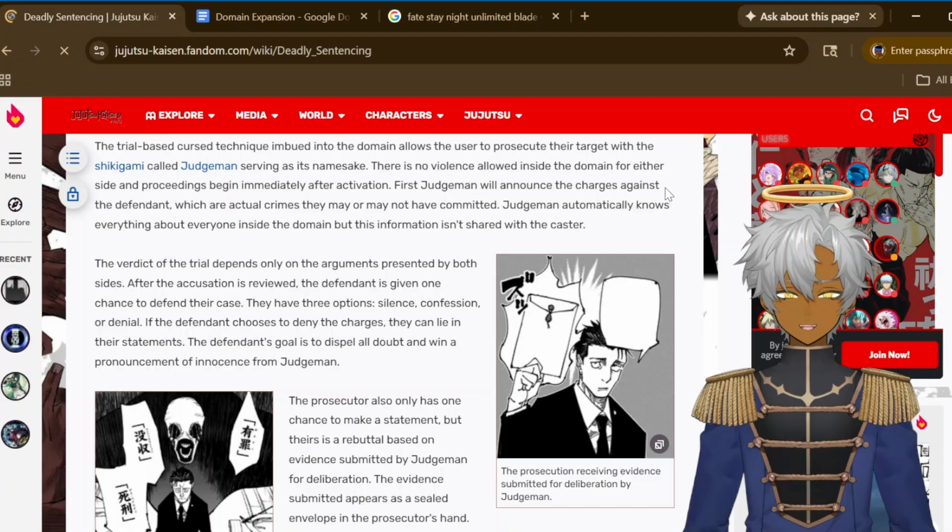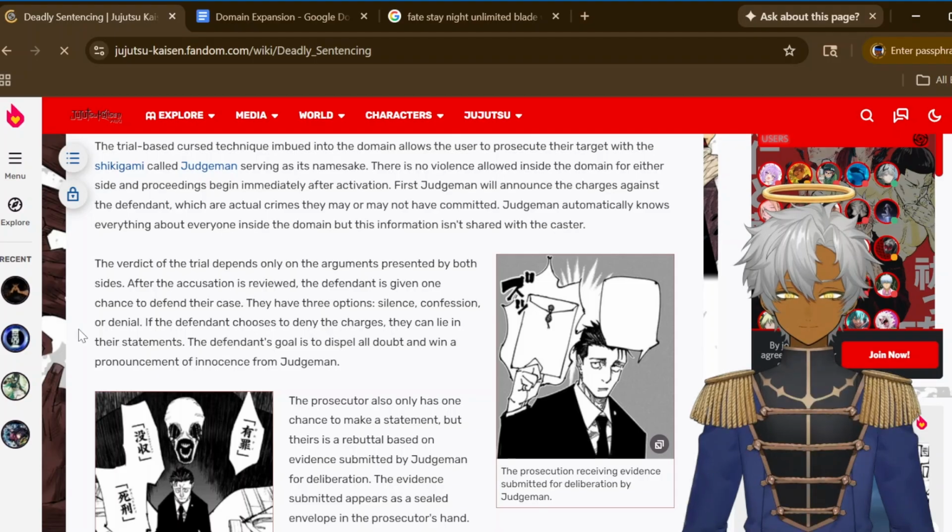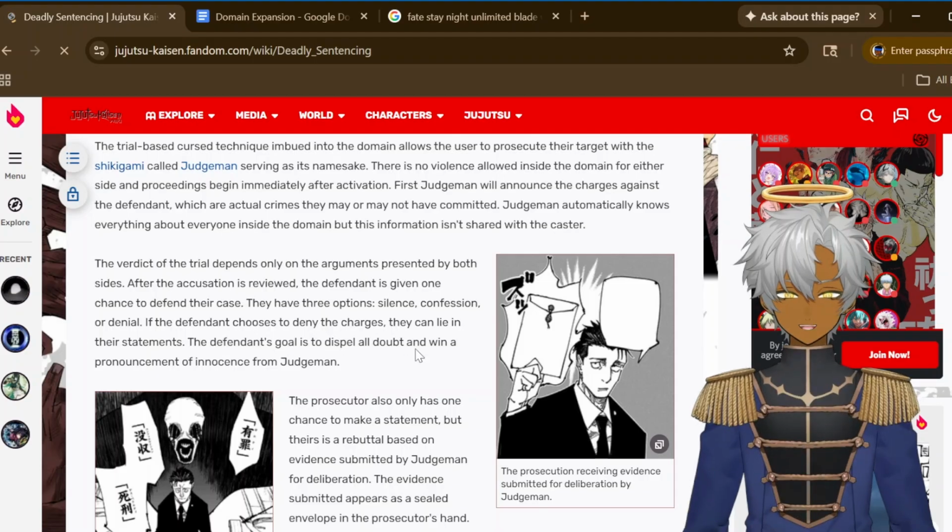First, Judgeman will announce the charges against the defendant, which are actual crimes they may or may not have committed. Judgeman automatically knows everything about everyone inside the domain, but this information isn't shared with the caster. The verdict of the trial depends only on the arguments presented by both sides. After the accusation is reviewed, the defendant is given one chance to defend their case. They have three options: silence, confession, or denial. If the defendant chooses to deny the charges, they can lie in their statements. The defendant's goal is to dispel all doubt and win a pronouncement of innocence from Judgeman.